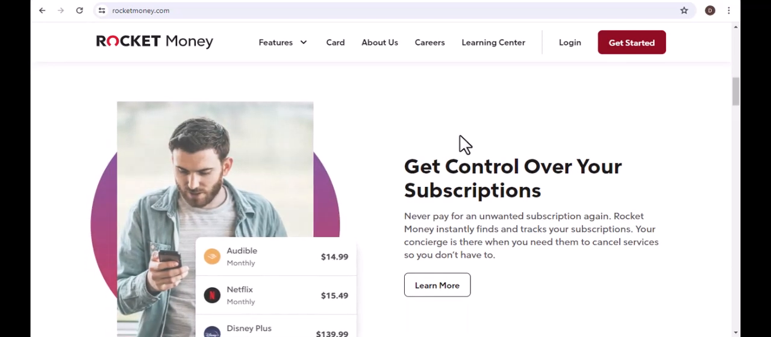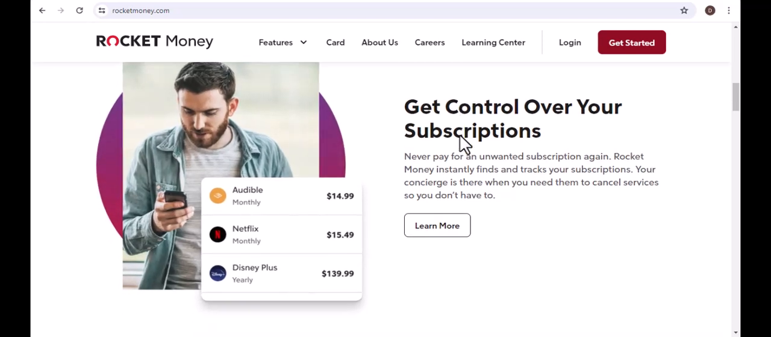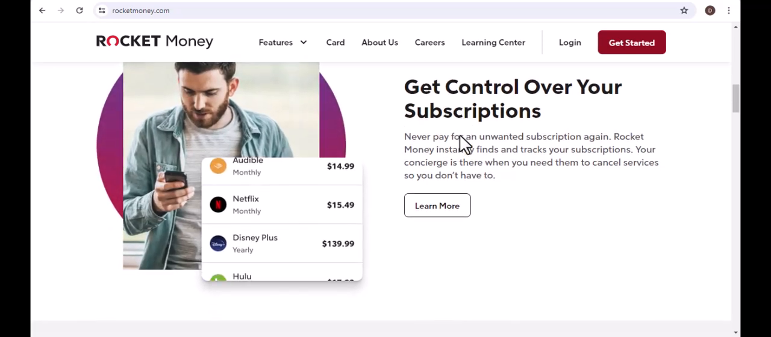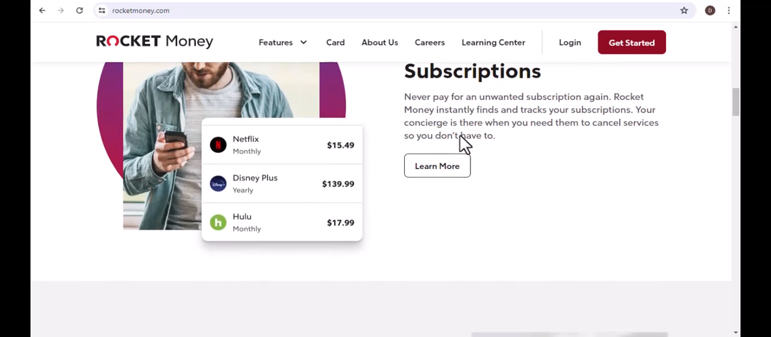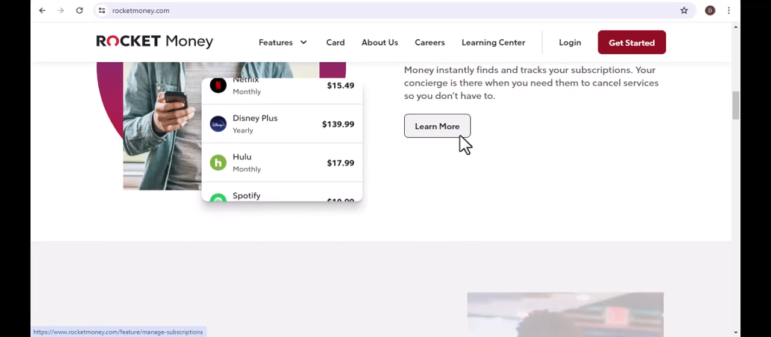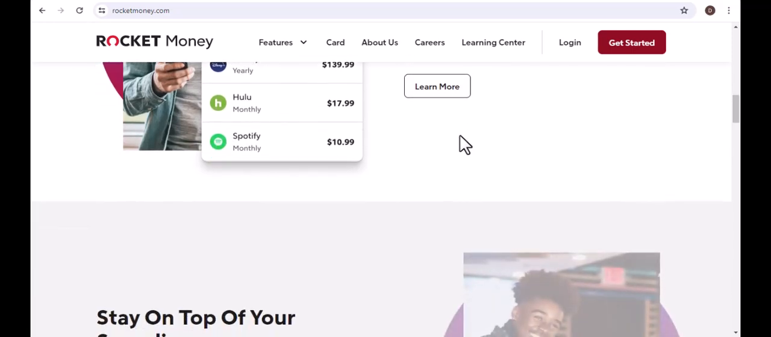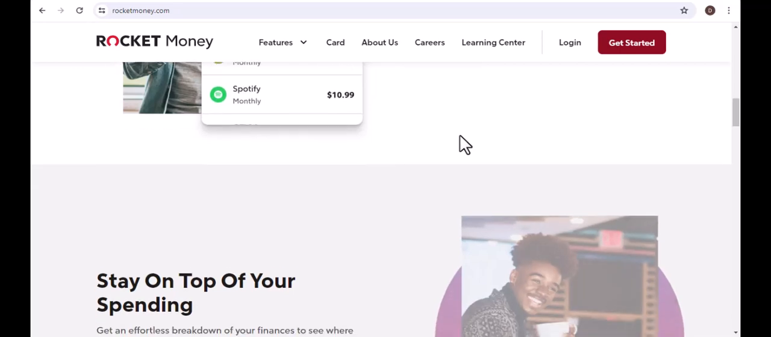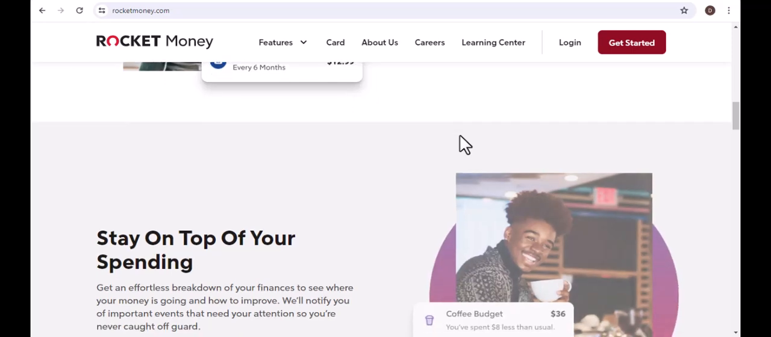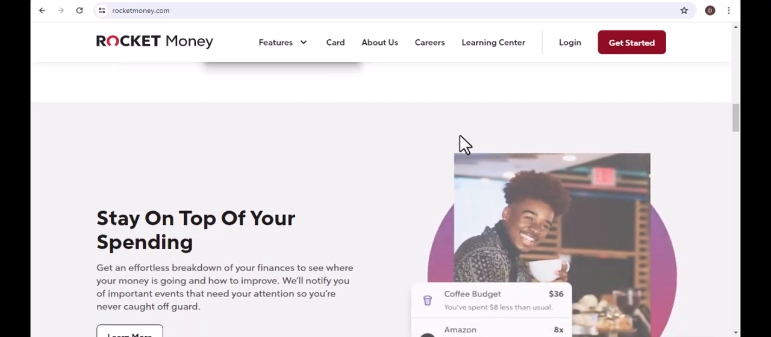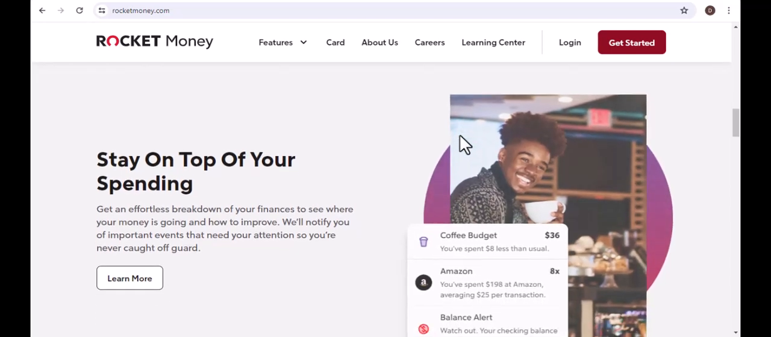Step 4. Utilize Rocket Money's dispute features. Rocket Money offers tools to help you manage disputes, although it's important to understand the limitations. Subscription cancellation. If the dispute is related to a subscription, use Rocket Money to cancel it. This will prevent future charges. Contact support. Rocket Money's customer support can provide guidance and assistance with dispute resolution. They can also help you understand your rights and options.